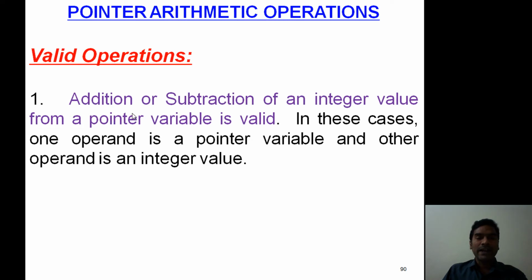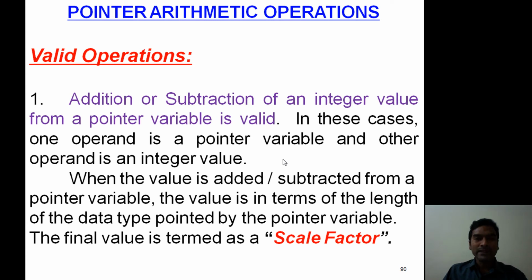First one, addition or subtraction of an integer value from a pointer variable is valid. To implement this operation, one operand is a pointer variable and the other operand is an integer value. Okay? One operand is a pointer and one operand is an integer value.